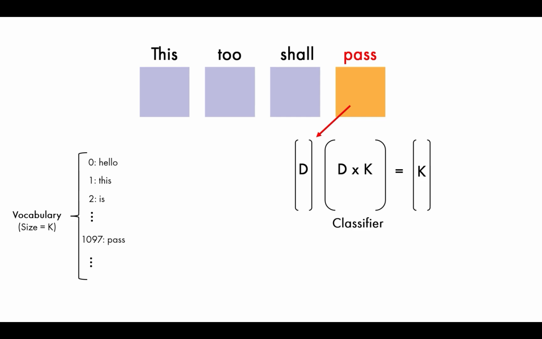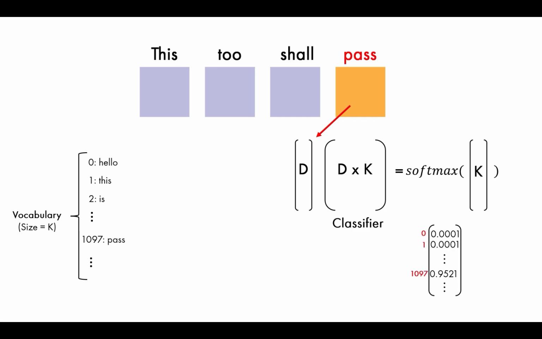But one issue is that the values in the estimated k-dimensional vector are logits, and they're free to be anything. So we just use the softmax to turn these logits into probability values, and you can imagine the derived vector to be something like this, that has small values for all the entries except the entry 1097, that is for the word "pass". So we can grab the entry 1097 from the vocabulary and place it as the predicted word.